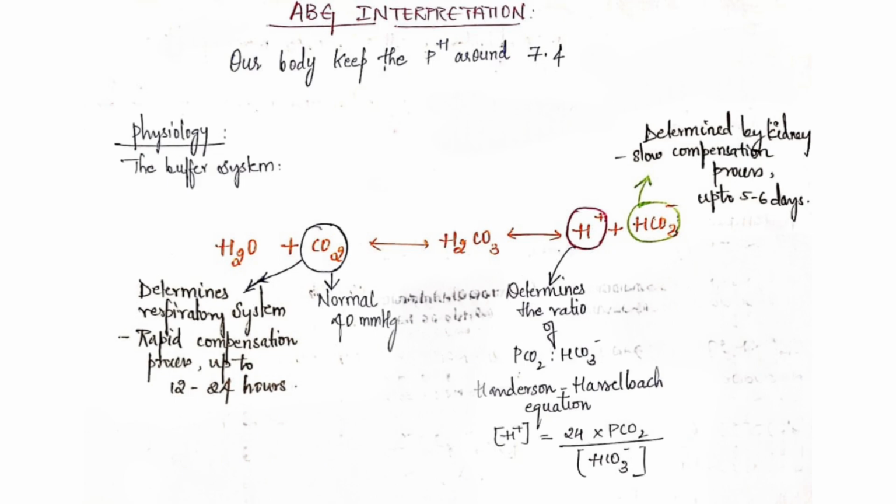Now looking at the Henderson-Hasselbalch equation, where pH is the negative log of H+ ion concentration, which is equal to 24 into carbon dioxide divided by bicarbonate.